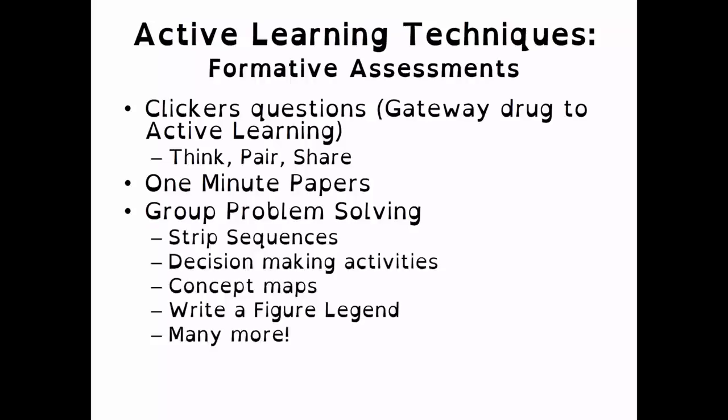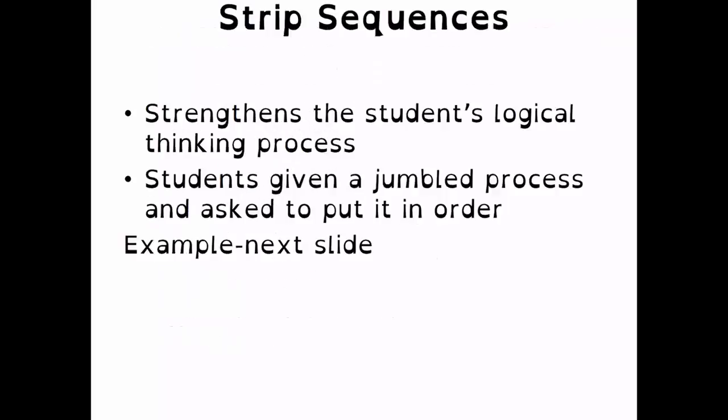Now what's next? There's other ways you can get together other than just problem solving. You can do strip sequences. So we're going to go through decision-making activities, concept maps, figure lists, etc. So strip sequences, this is really great because it strengthens the student's logical thinking process. And so this is where you give them a jumbled process and you ask them to put it in order.